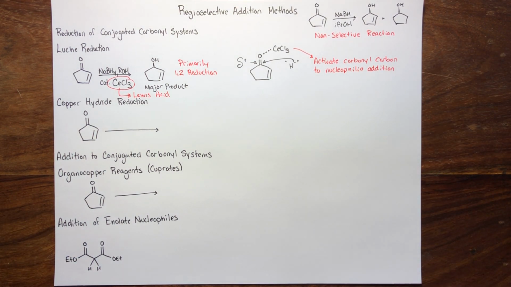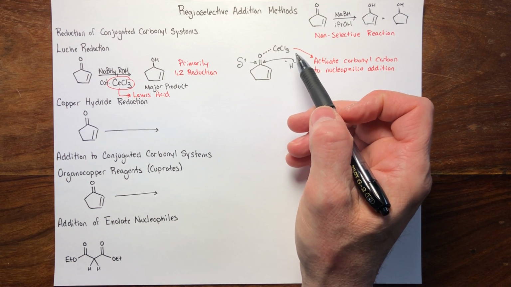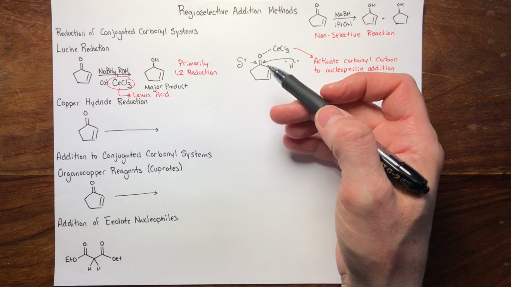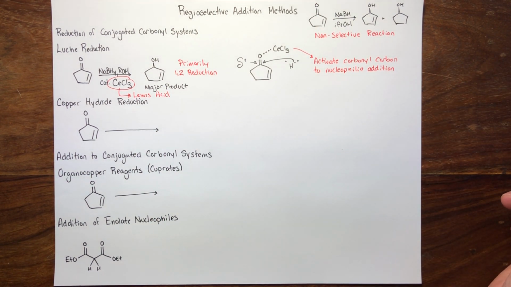We see this strategy in other reactions where they're trying to impart selectivity onto a conjugated carbonyl system. They'll sprinkle in a little bit of a Lewis acid. Often this Lewis acid is cerium chloride, and that allows addition to occur, not just hydride addition, but other additions to occur selectively in a 1,2 fashion.